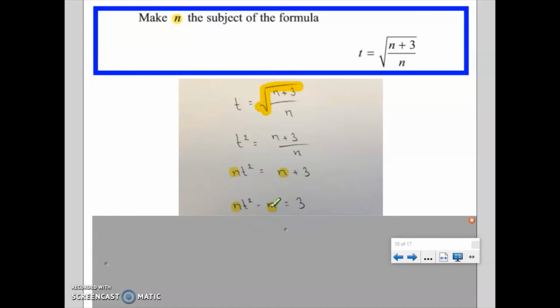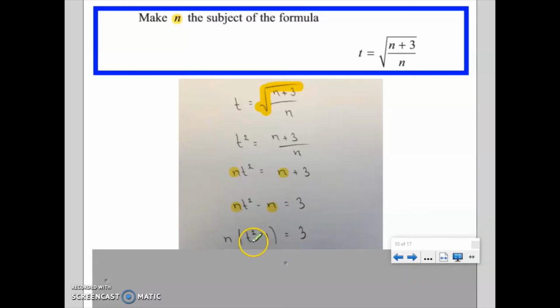I can factorize by putting the n outside of a bracket, leaving me with t squared minus 1. So essentially I've divided this term by n, divided this term by n, and put the n on the outside of the bracket. But I'm still not finished because my n is not isolated, is not by itself.